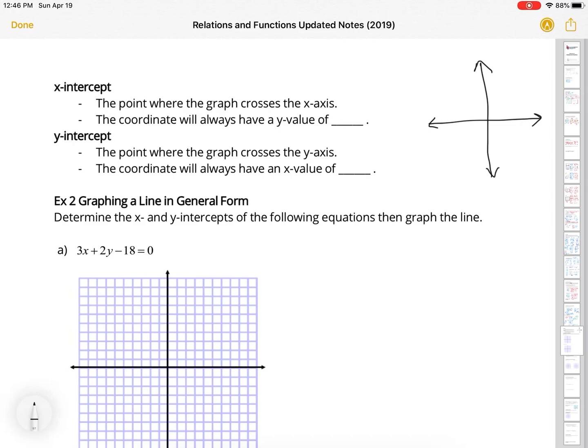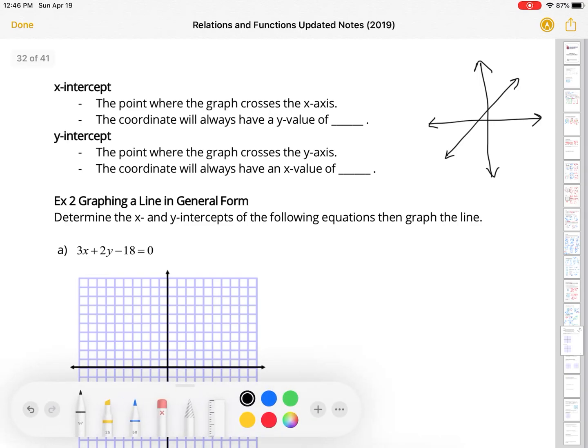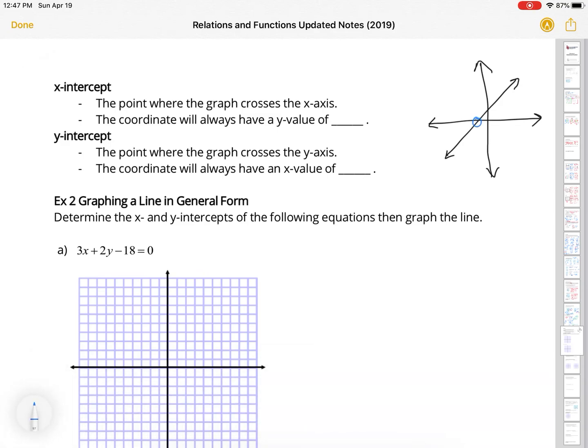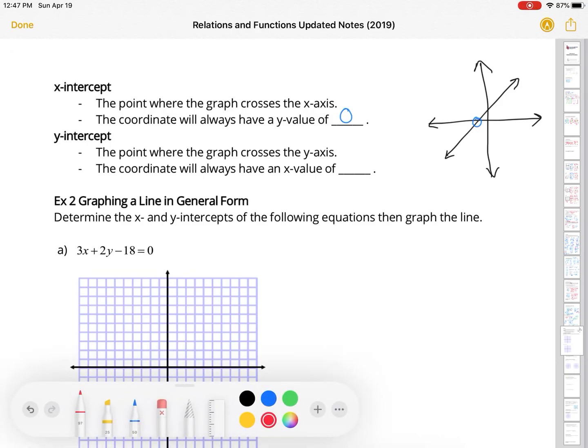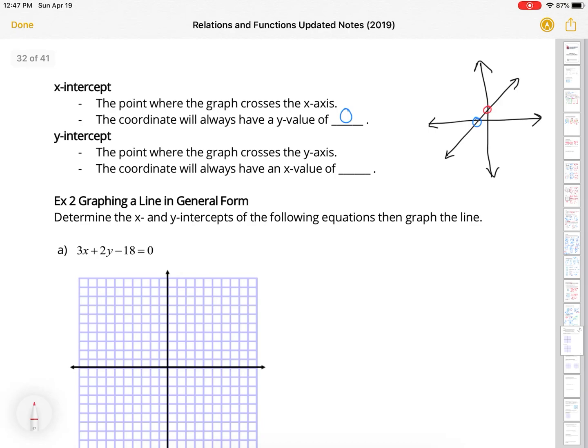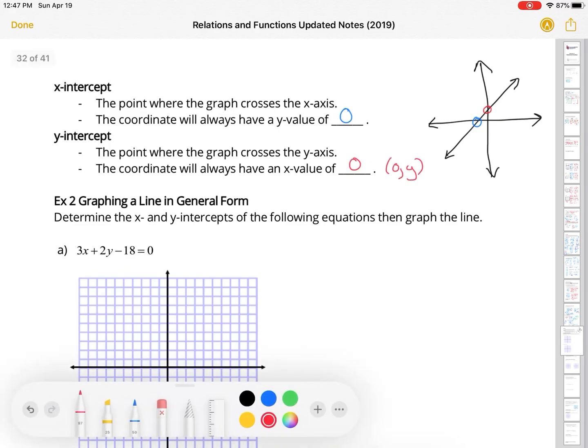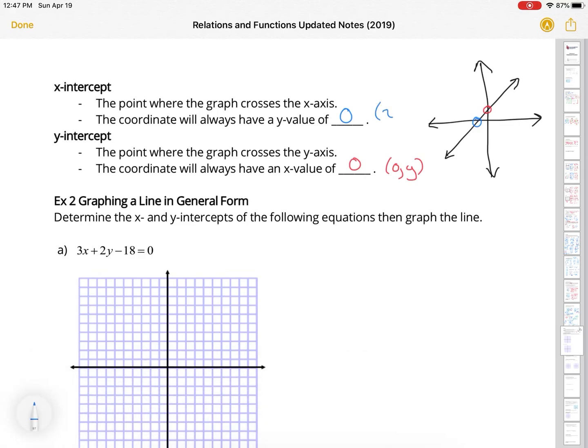And so when we have a line, so if we have a line crossing like this, the x-intercept is the point where it crosses the x-axis. So it would be this point right here. And the coordinate will always have a y value of 0. The y-intercept is where the point crosses the y-axis. So that would be that point right there. So it will always have an x value of 0. So here would be 0 comma y. And for our other one, it would be x comma 0.